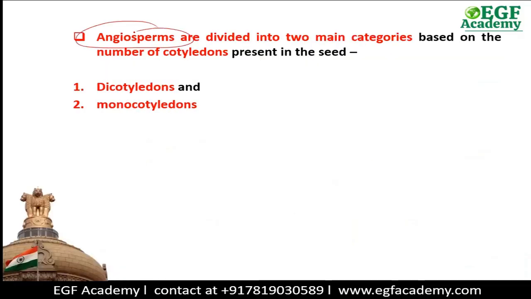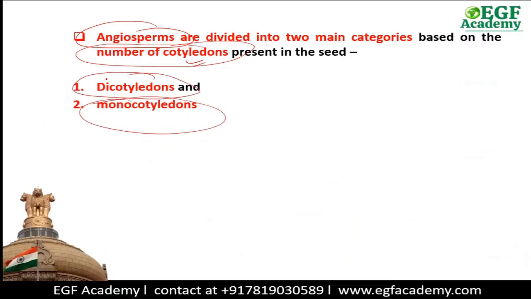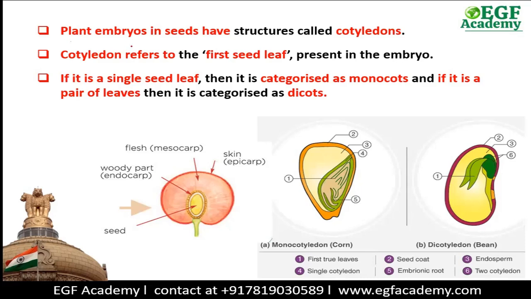Angiosperms can be divided into two categories based on the number of cotyledons. In these plant seeds, there are cotyledons present. On the basis of those cotyledons, they are of two types, dicotyledons and monocotyledons. In short, they are also known as dicots and monocots. Now, what are these cotyledons? Plant embryos in seeds have cotyledons.